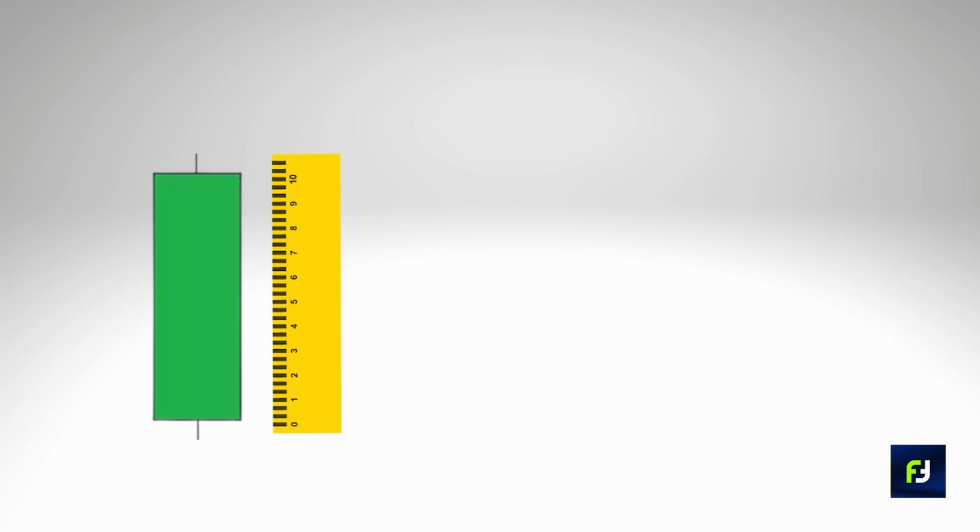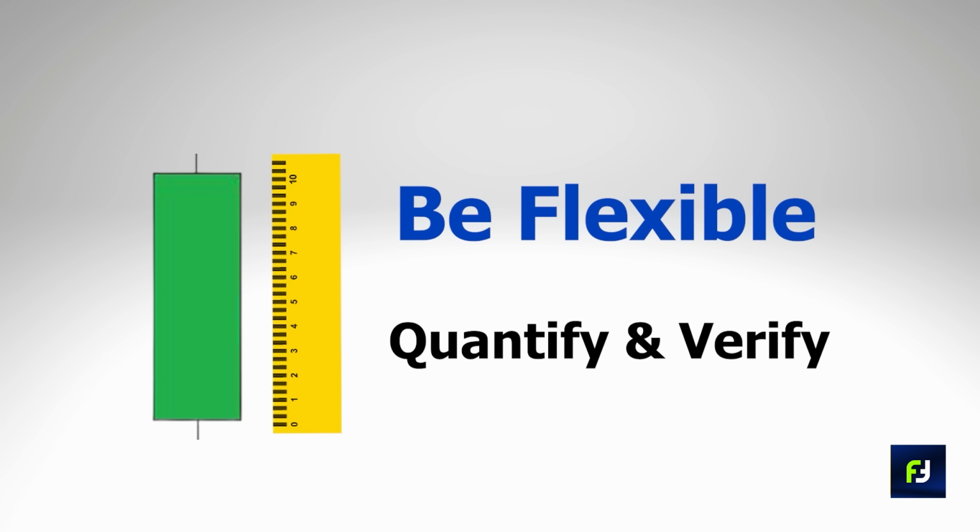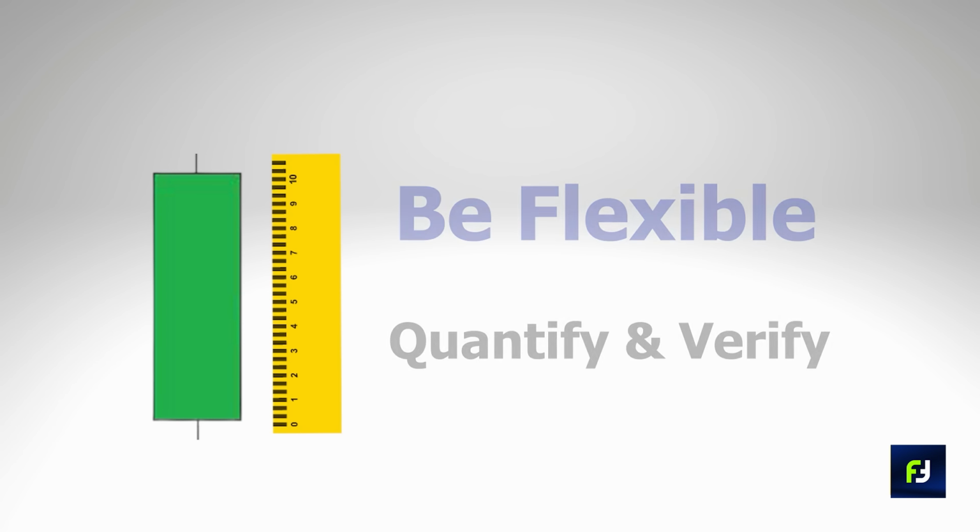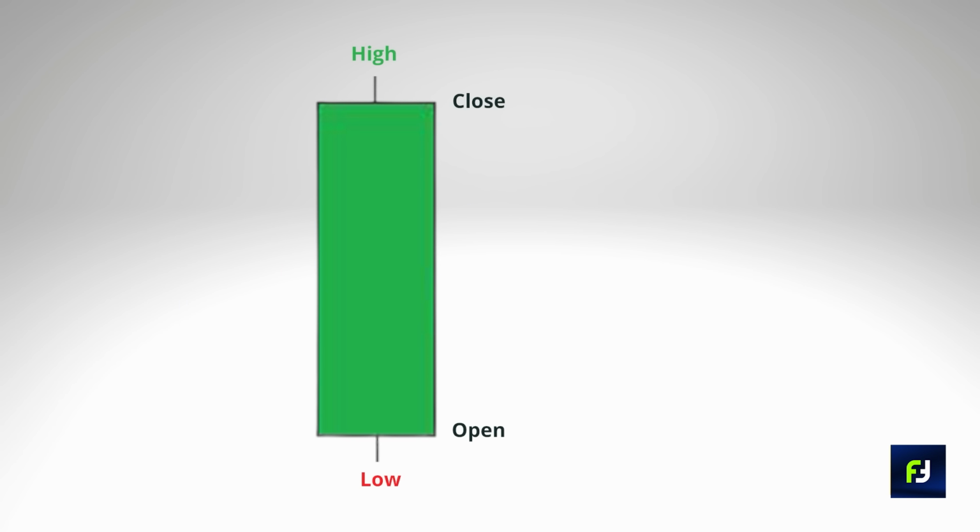But we have to be very flexible with patterns. That is, we have to first quantify and verify, because in the market the patterns generally don't occur exactly the same way as mentioned in textbooks. So let's look at this green candlestick pattern where the price has closed higher for the period. It has opened lower and closed higher, which means it is a bullish candlestick, and there is a small lower wick and a small upper wick.